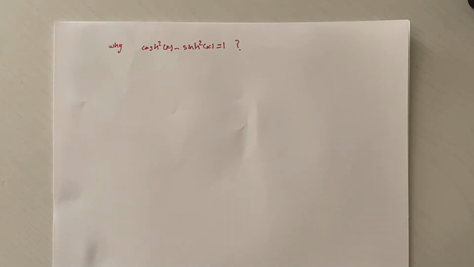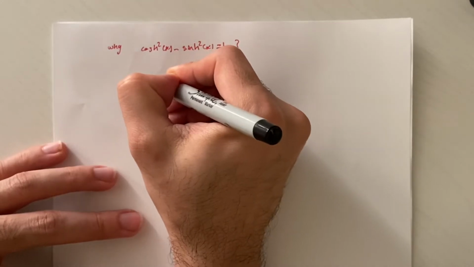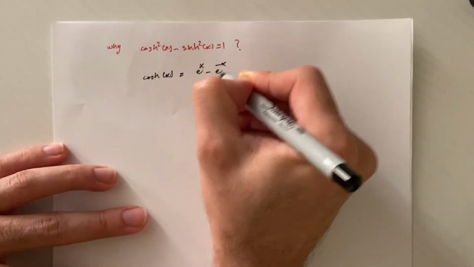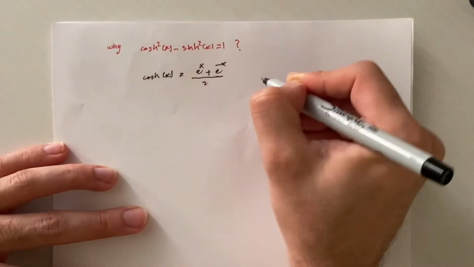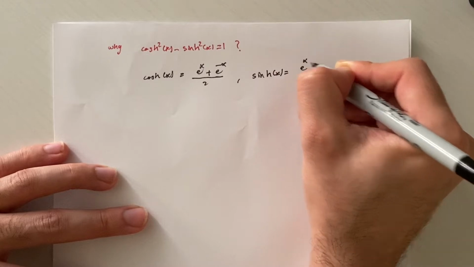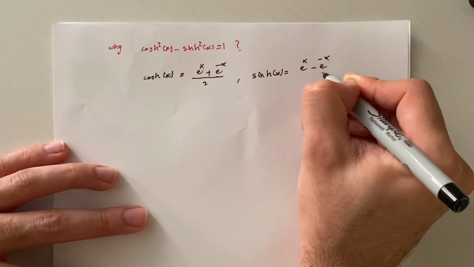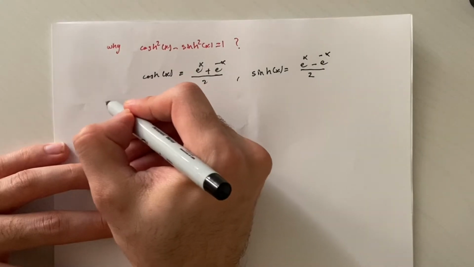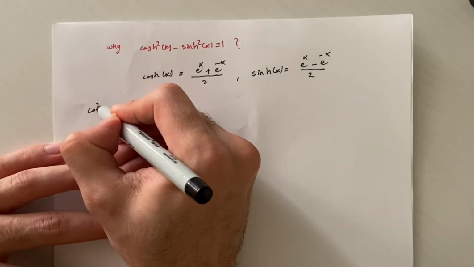We want to find out why this identity equals 1. So what I'm gonna do is first write the definition of cosh of x and sinh of x. Again, you can also call them hyperbolic cosine and hyperbolic sine. So this is just the definition of cosh and sinh of x.